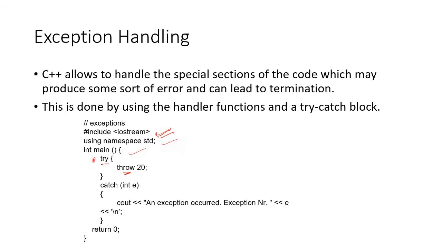Then using namespace std, we start with the main method, and your attention should be put on this. So this is a try block. This is a throw new. So we are trying to throw an exception explicitly, right? And this is a catch.